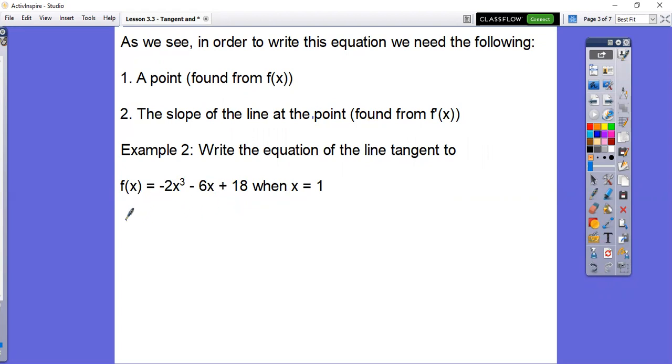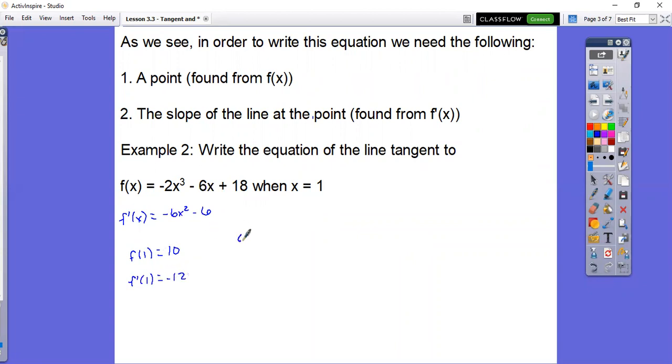So I have f of x. I'm going to find f prime of x because I know that I'm going to need that. This is negative 6x squared minus 6. Then I can find f of 1. So f of 1 is negative 2 minus 6, which is negative 8, plus 18. So this is 10. So f of 1 is 10. F prime of 1 would be negative 6 minus 6, which is negative 12.